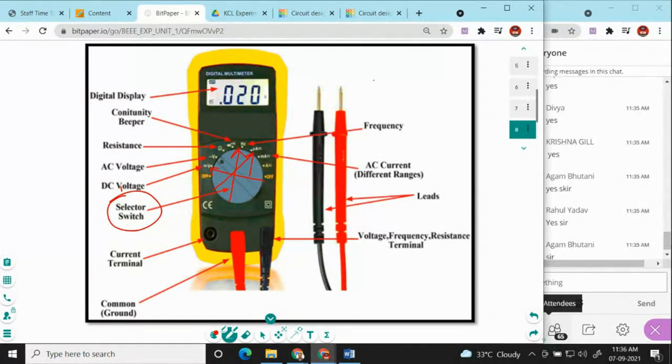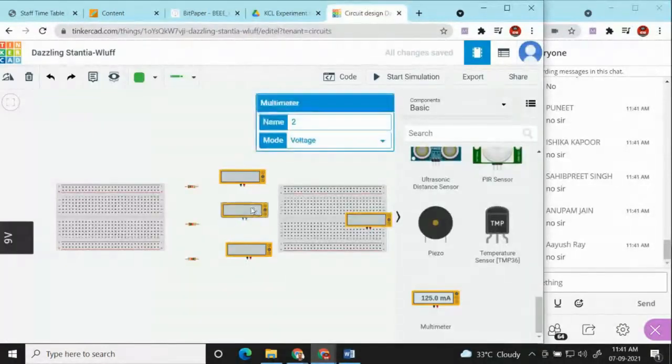If you see this symbol, that means AC current. If it is represented by this dash line, that means DC current. So there are two currents, AC current and DC current. Whenever you move your knob toward that particular position, you can calculate that voltage or current level. Okay, so we can arrange these components right here.